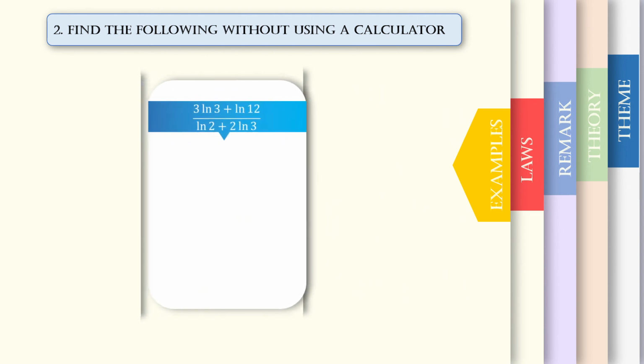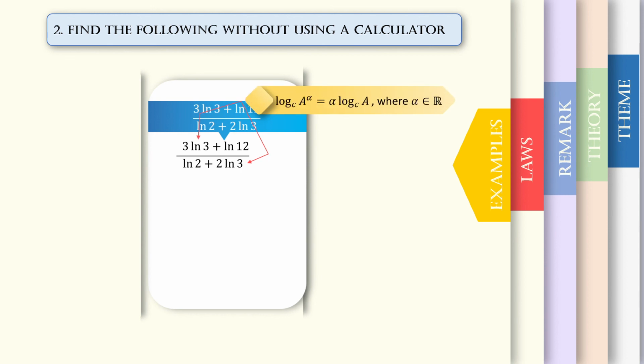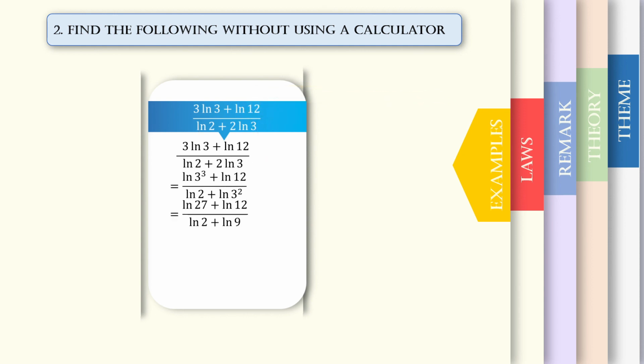Next one. 3 multiplied by natural logarithm of 3 plus natural logarithm of 12, over this expression divided by logarithm in base e, or the natural logarithm of 2, plus 2 natural logarithm of 3. So, in this exercise, we see that we can apply for these two logarithms the following property, and the exercise will have the following form.